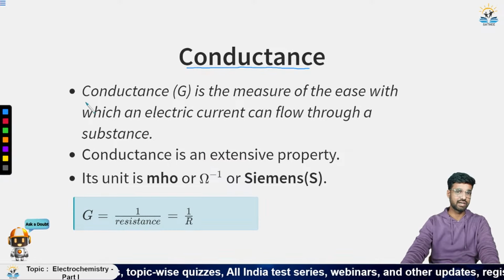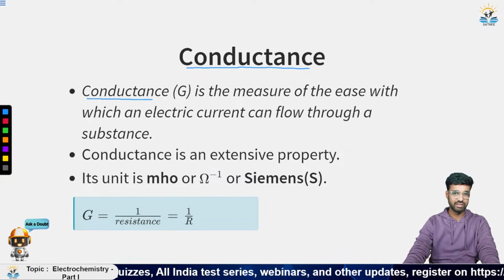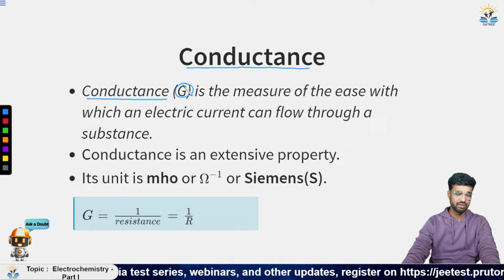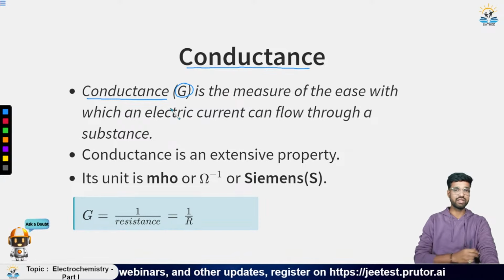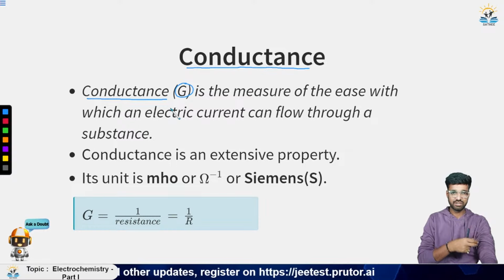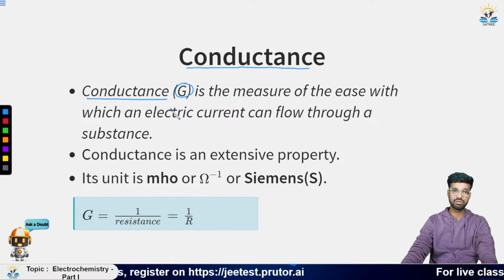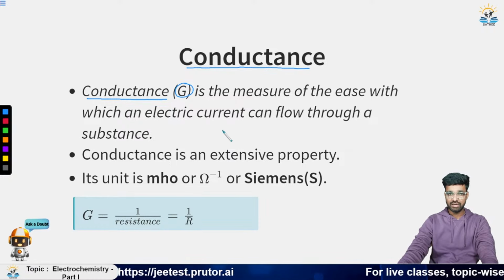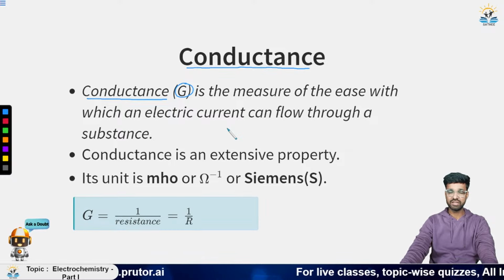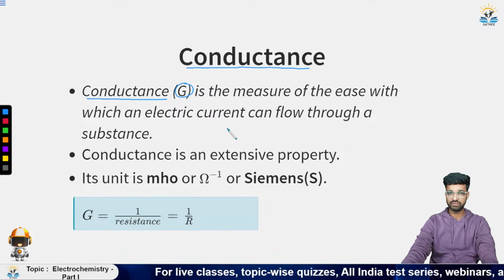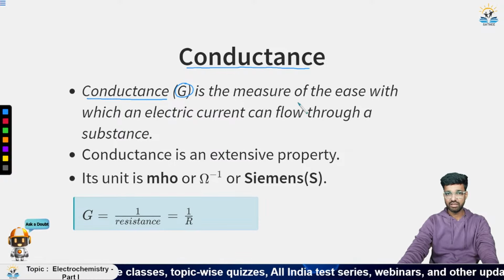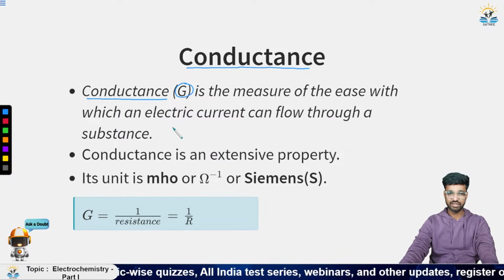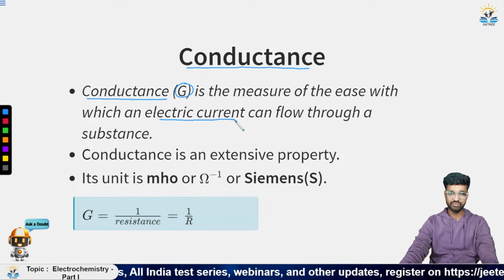The first one is conductance, and it is represented by the symbol G. Now, what is conductance? It is the measure of the ease with which an electric current can pass through a substance. Let us first see conductance, then conductivity, and then the main difference between the two. So, keep this definition in mind.